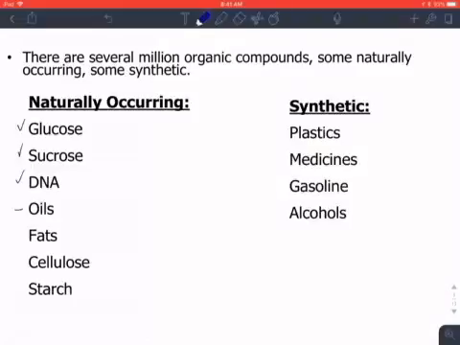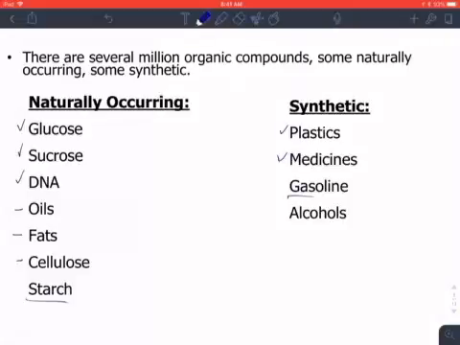Then there are all kinds of interesting things. Oils, natural oils like olive oil, and fats. Cellulose is found in trees, like tree fibers. Starch is found in corn and things like that. There are many man-made ones, all kinds of plastics that you encounter in your daily life. Many medicines are synthetically made.